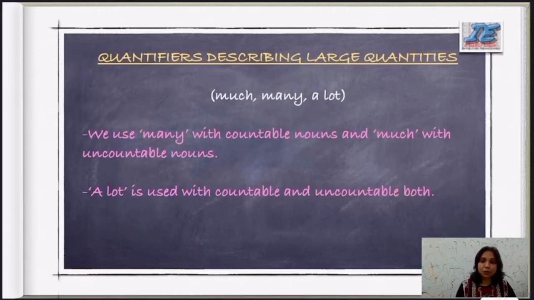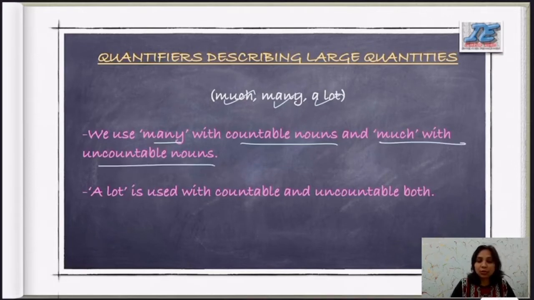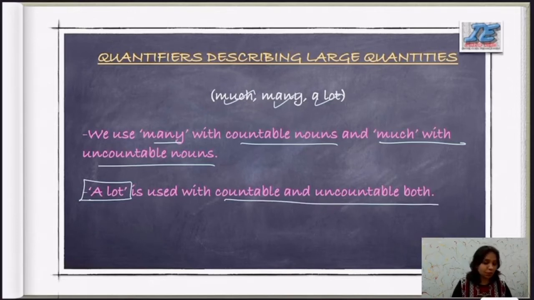The first type we are going to discuss is the category of quantifiers describing large quantities, and they are much, many and a lot. We use many with countable nouns. Countable nouns are the nouns which we can count, and much with uncountable nouns. Uncountable nouns are the nouns which we cannot count. The third quantifier under this category is a lot, and it is used with both countable and uncountable nouns.